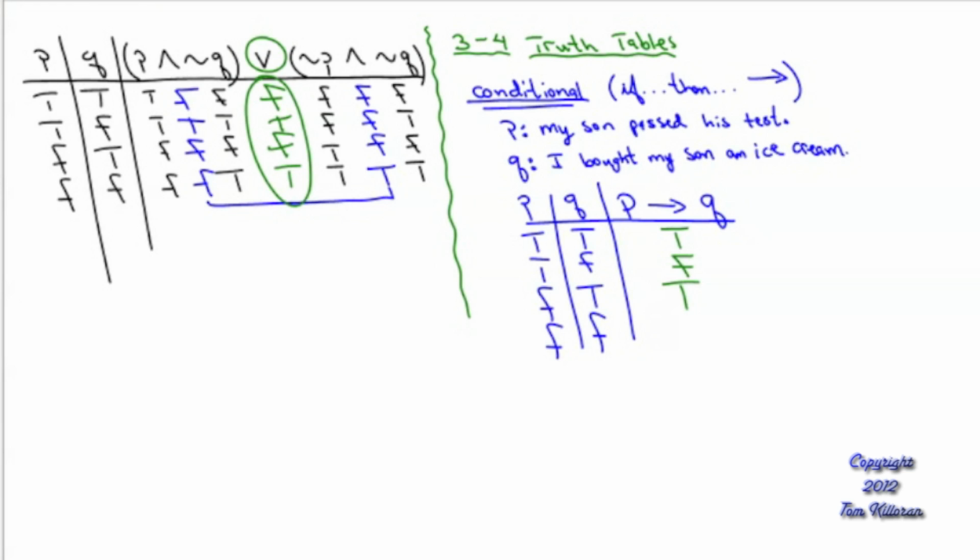He did not pass his test. Therefore, this statement is false. I still bought him ice cream, so this statement is true. Even though he did not pass his test, I'm still rewarding him. That becomes a true statement, a true situation. I did not break the contract. No one's getting mad at it. So the P and Q part really don't matter.